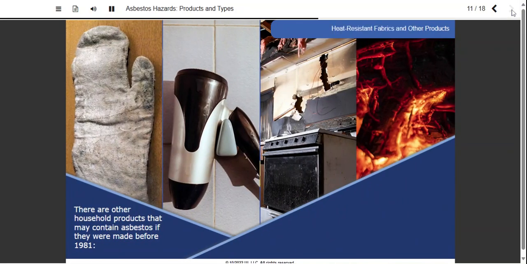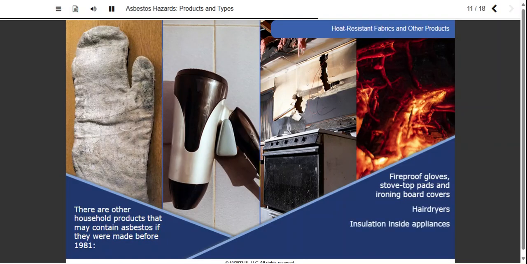There are other household products that may contain asbestos if they were made before 1981. They include fireproof gloves, stovetop pads and ironing board covers, hair dryers, insulation inside appliances, and artificial ashes and embers for gas-fired fireplaces.